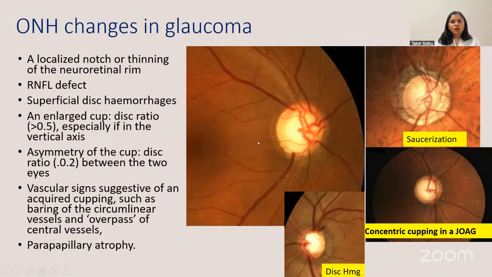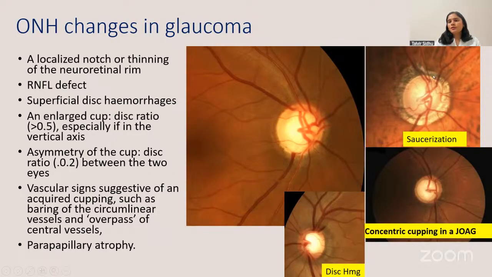This is called overpass cupping. It seems like this vessel is actually hanging on inside of the cup. And also there is some alpha peripapillary atrophy that is present. This is a disc hemorrhage associated with the RNFL defect, which can be seen in normal tension glaucomas.